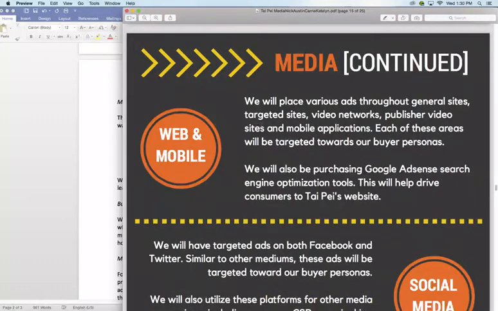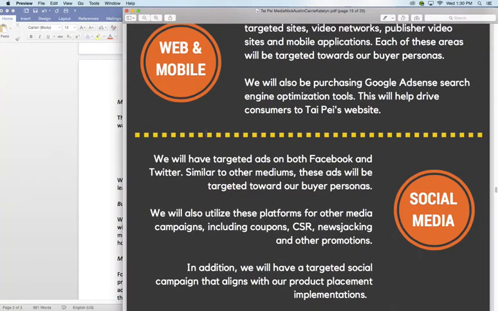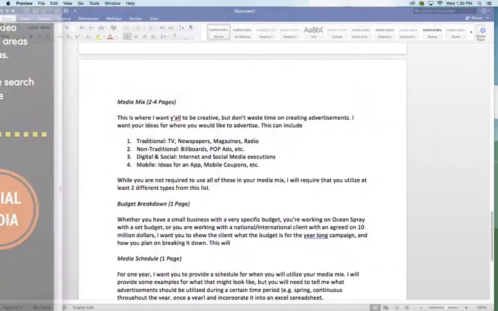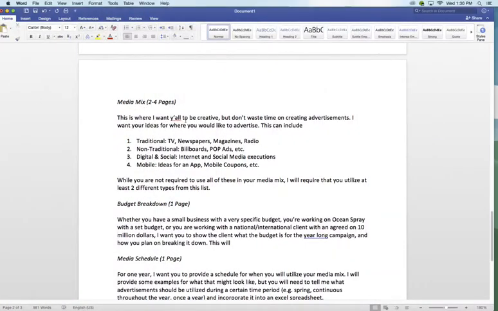This is what I want. I do not want y'all wasting time on coming up with major creative executions. That's not what I'm looking for in this case. What I'm looking for are ideas. So just a basic description and where you plan to put these particular ideas for a media strategy. So that's your media mix.